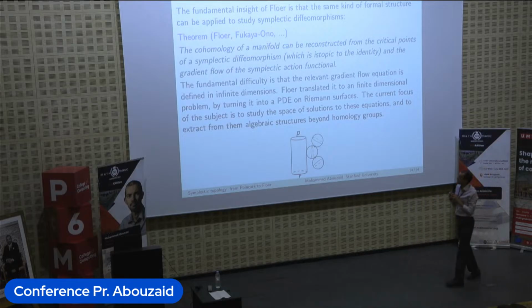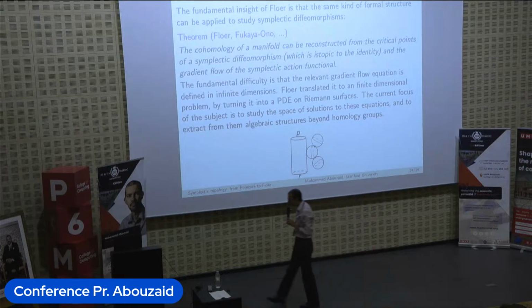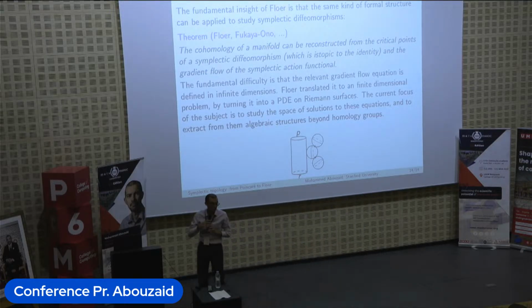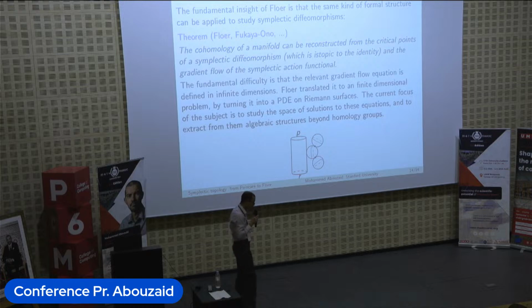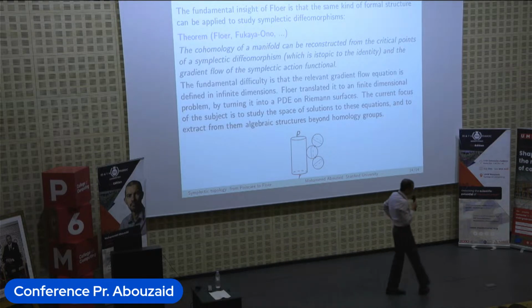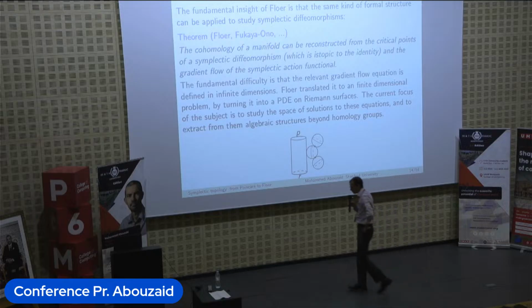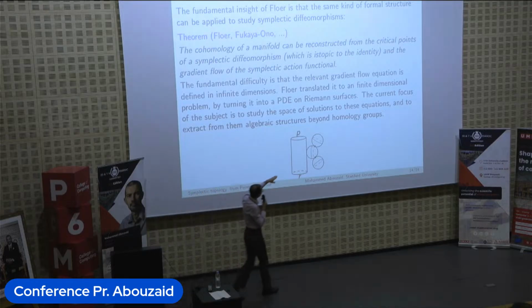The reason it's not precise is because the gradient flow equation that you have to study is not something that I can just show you, like you have a ball and it rolls or something like that. It doesn't take place in finite dimension, it takes place in infinite dimension. And really the thing that Floer did is he translated it to a PDE, a partial differential equation. This partial differential equation has a source, which is some kind of Riemann surface. And the easiest way to think about it is I'm going to take the cylinder.